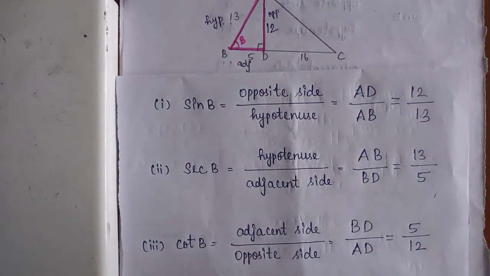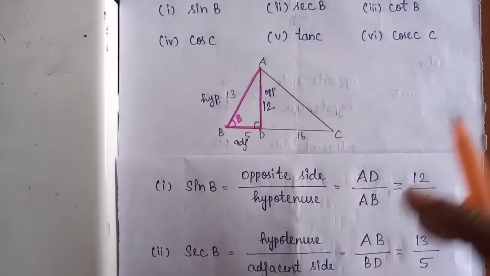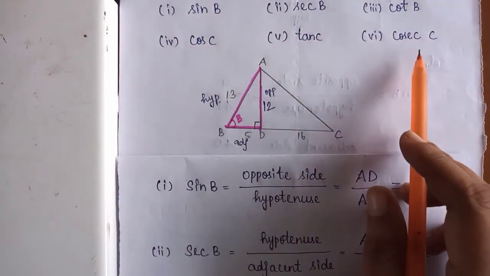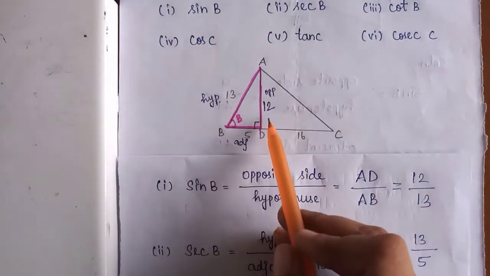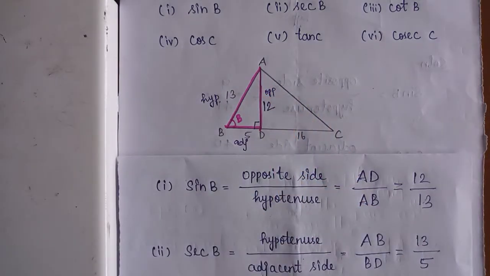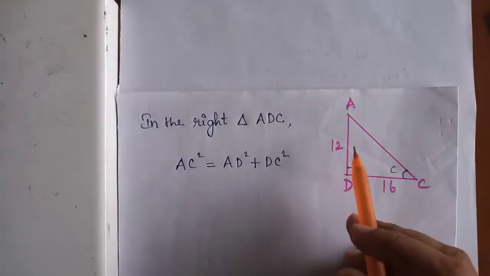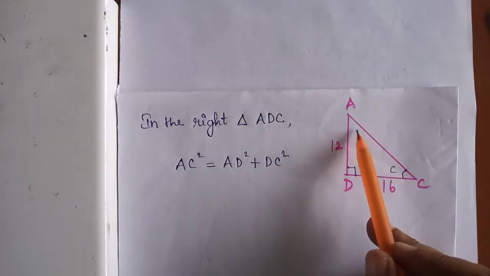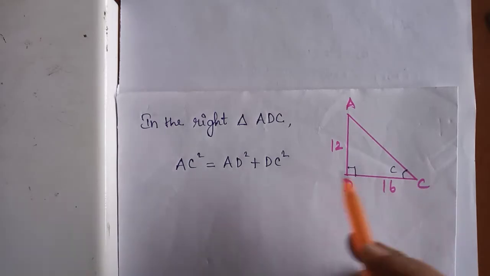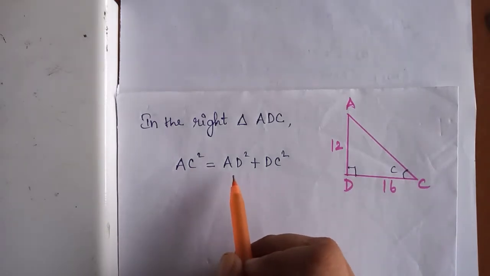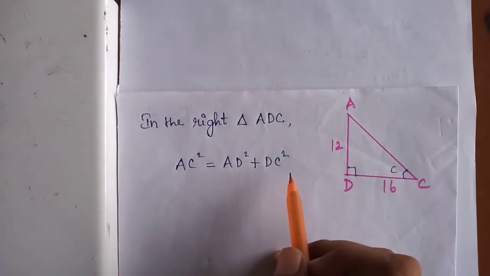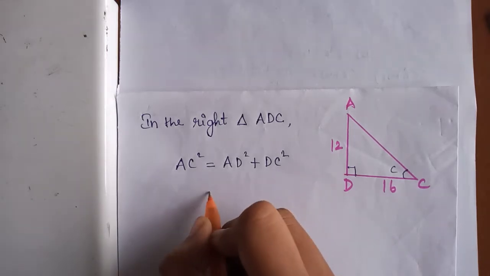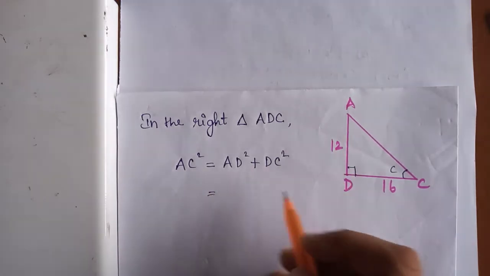The next is we have to find cos C, tan C and cosecant C. So you have to consider the next triangle. So next we are considering the triangle ADC, which is right angled at D. We have to find the hypotenuse, that is AC. So AC square is equal to AD square plus DC square by using the Pythagoras theorem, which is equal to the value of AD is 12.